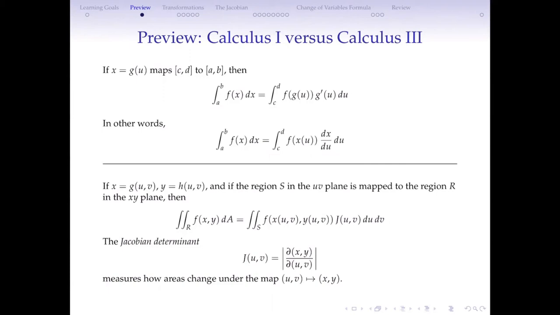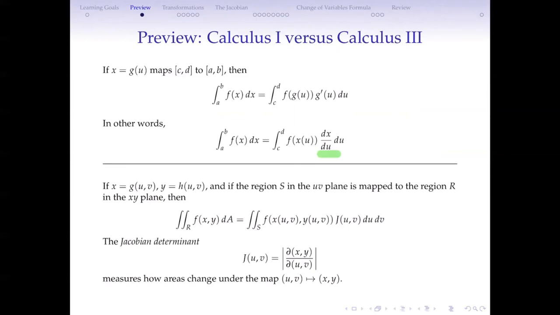Let's see, where did the interval from c to d come from? The map g takes c d to a b. So the original integral is the integral in the change of variables, and there's a factor here. This factor, you might say, measures how the transformation changes lengths on the real line. What we're going to do is develop in two variables an analog of this factor, which is going to be something called the Jacobian.